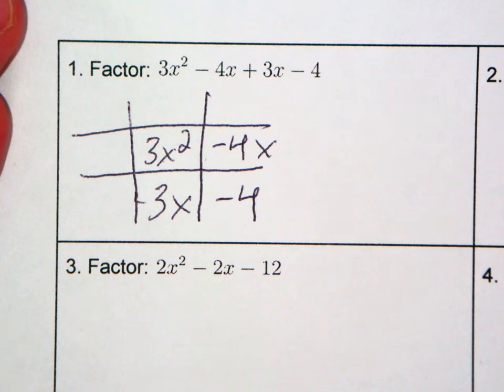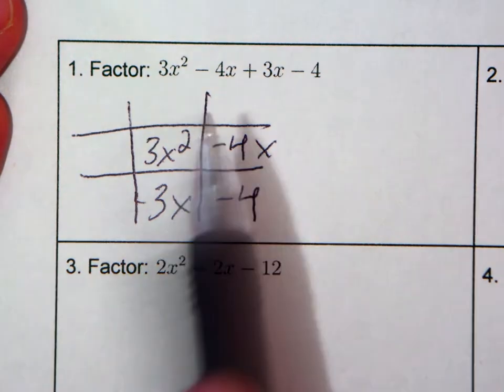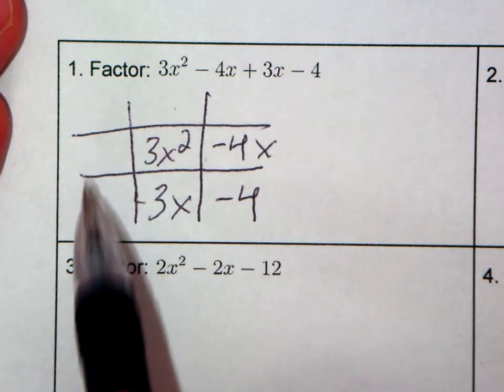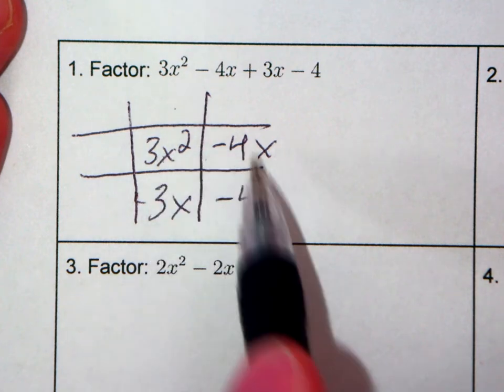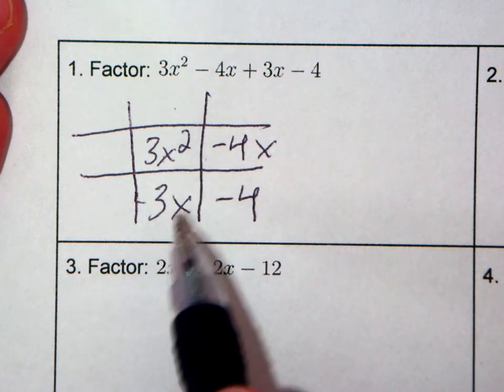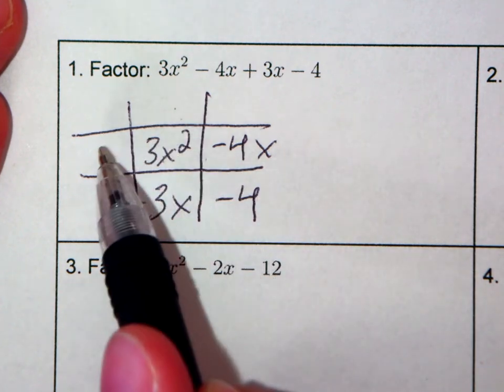When we did the box method in the past, we started with these outside numbers and we worked our way in. This is called the reverse box method because we start with the numbers inside the box known and we try to figure out what these outside numbers have to be.